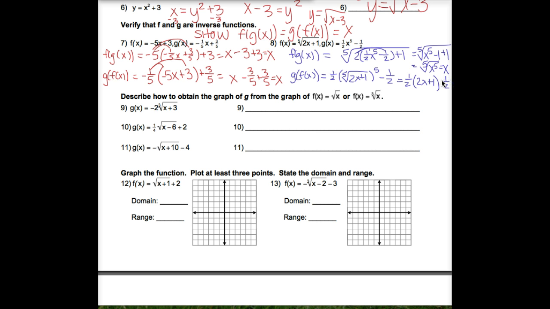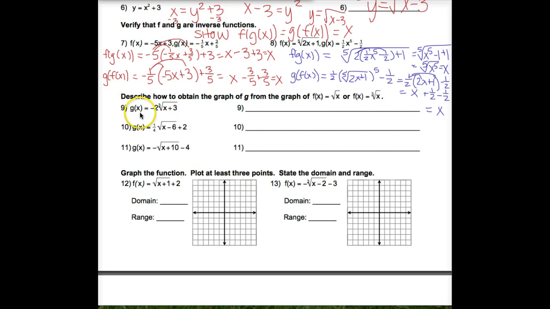So now, again, follow order of operations. I have to do the multiplication first. So 1/2 and 2 gives me 1. So then I've got plus 1/2 minus 1/2. So now the 1/2s will cancel, and I just have x, and that is it.